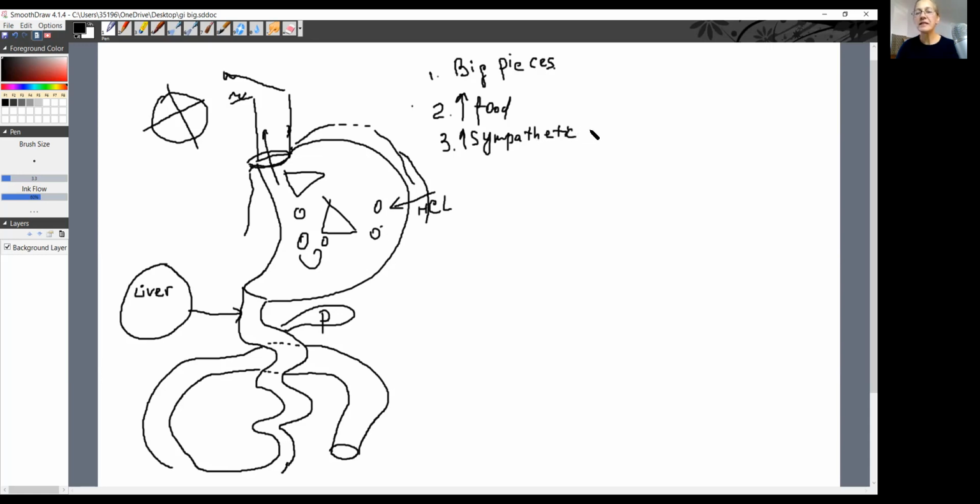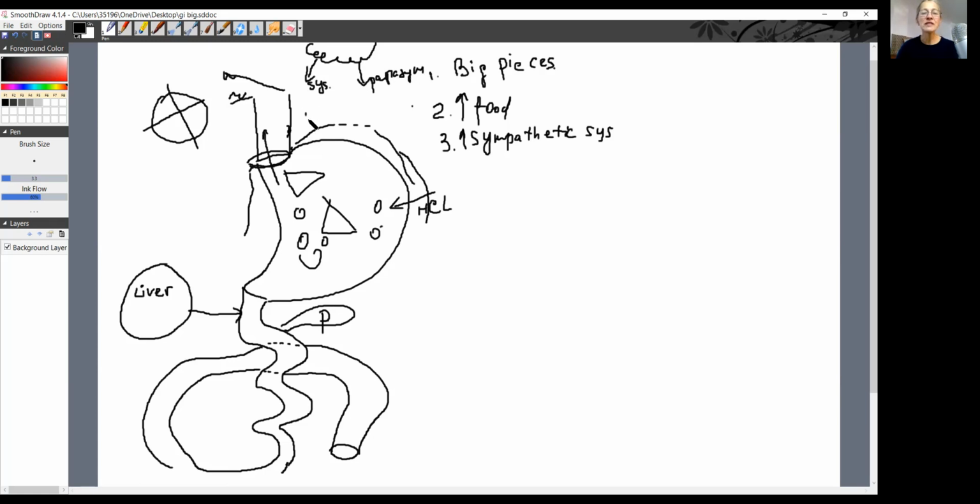So problem number 3 is overstimulation of the sympathetic system. You already know that production of digestive juices in our body is controlled by the brain. So if this is your brain, it has 2 systems. One is sympathetic, and the other is parasympathetic.